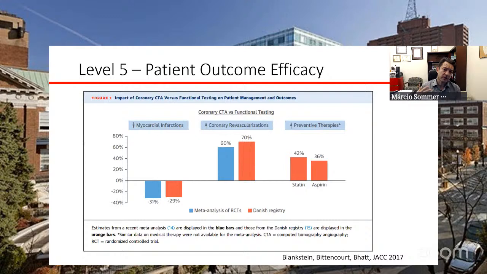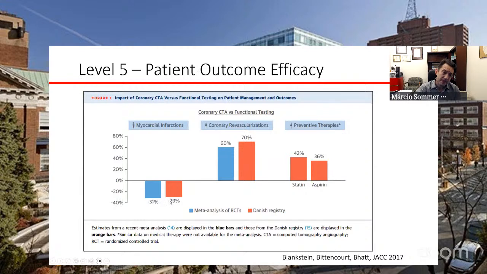And they looked at CT versus functional testing, irrespective of the results, just which test do you start with, what happens later. And what they show is you treat with more statins if you see plaque versus looking for ischemia. Use more aspirin if you look for plaque with CT versus doing ischemia testing. You may revascularize quite a bit more, so 70% increase in the volume of revascularizations with CT versus functional testing.